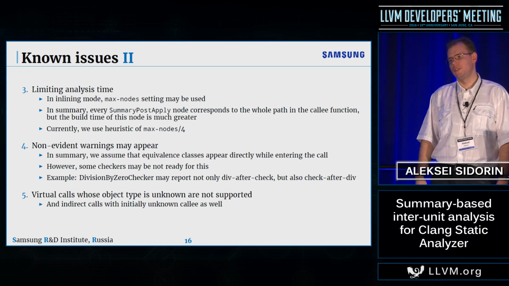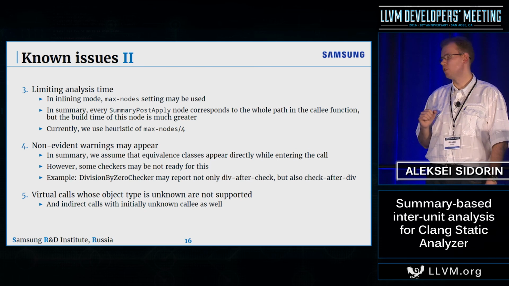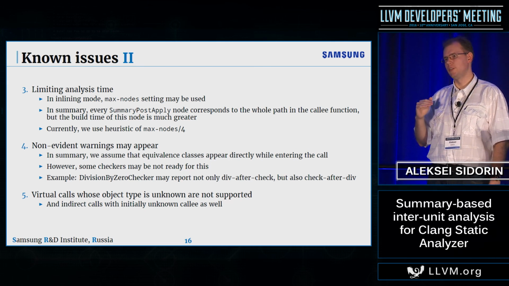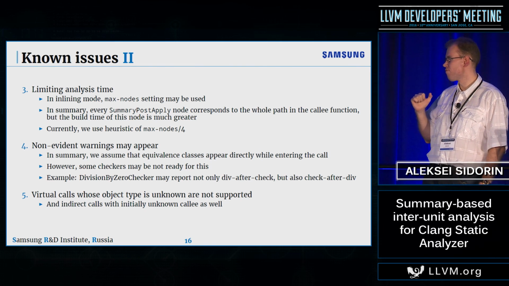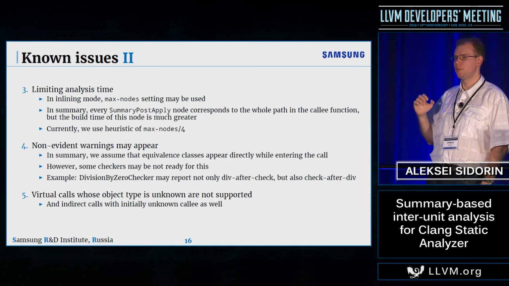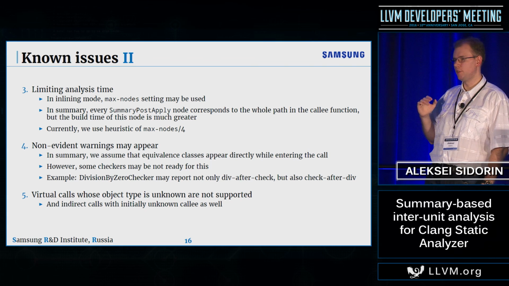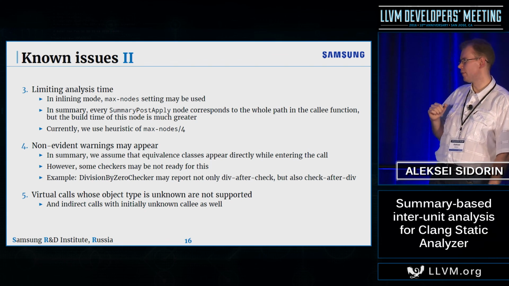A minor issue is limiting the analysis time. Usually we use the max node parameter of the analyzer to change the time the analysis is performed, but in summary mode, the difference between node building times is much greater, so this option doesn't work as expected. Now we use a heuristic with just division, dividing the max nodes for inlining mode by 4.